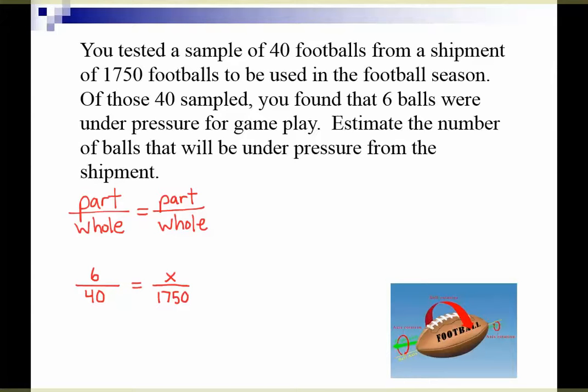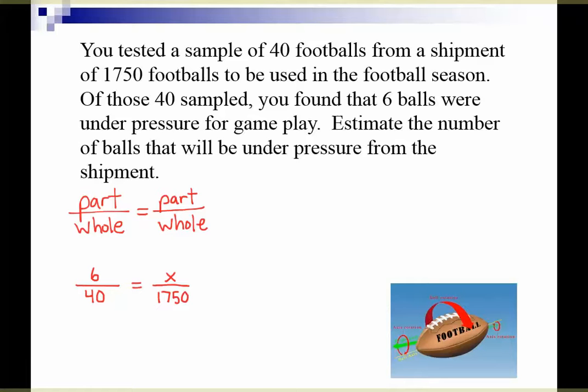You could also have these two fractions on different sides, and that would also work. You could also have tops and bottoms flipped. You can have whole over part equals whole over part, and that would also work. And a few of you might even have something like 6 over x equals 40 over 1750, sort of a horizontal relationship, and that would be totally fine as well. So just make sure that your proportion matches up to something like mine. Go ahead and get out your calculator and solve this.